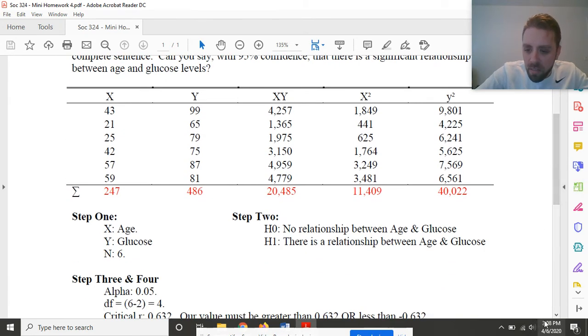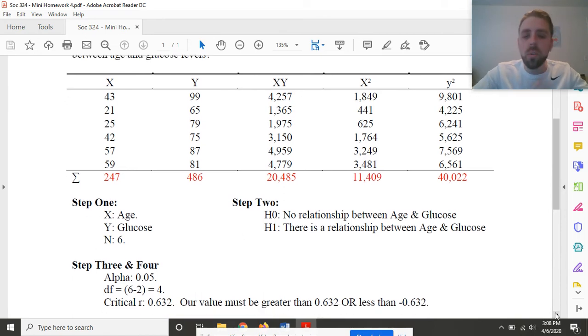For steps 3 and 4, I need to set my alpha level. You were specifically told to do this at the 0.05 alpha, so that's what I'm going to set my alpha level at, corresponding to 95% confidence. DF equals N minus 2, where N equals the pairs of data. So 6 minus 2 equals 4.